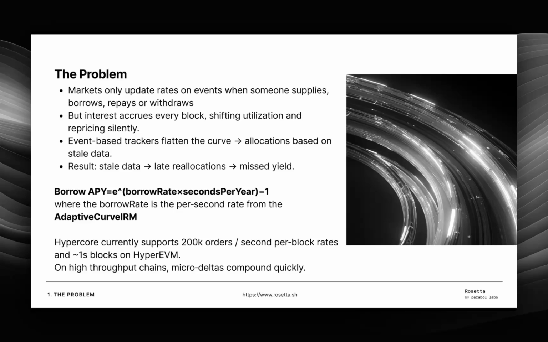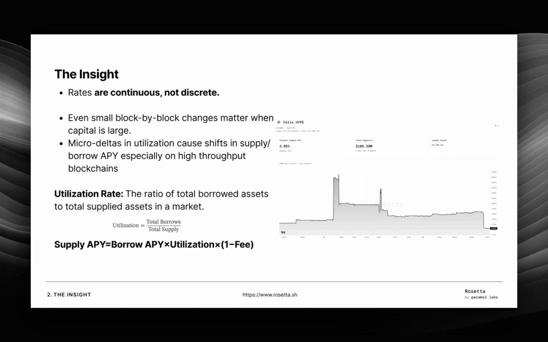Event-based trackers flatten these shifts, so capital moves late and yield is missed. On fast chains like HyperEVM, where blocks arrive every second, these micro deltas compound quickly. Borrow APY is calculated as the exponential of the per second borrow rate times the number of seconds in a year, minus 1. Even tiny changes in the instantaneous rate add up.